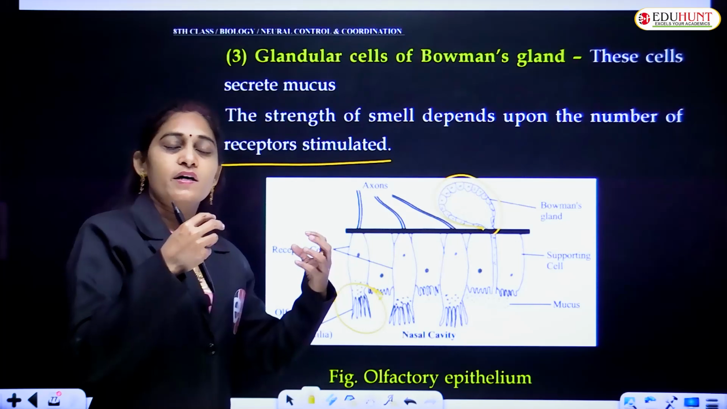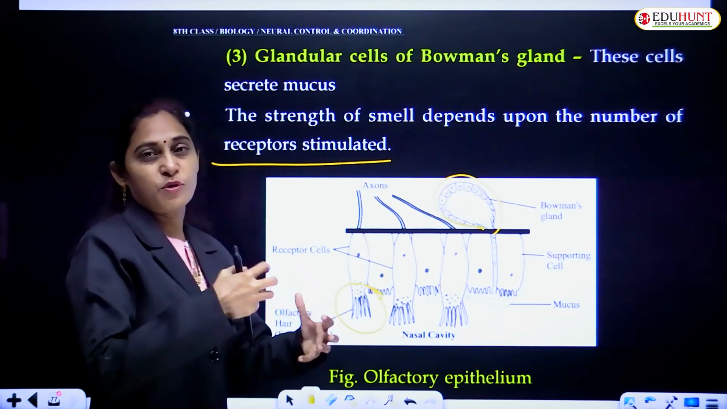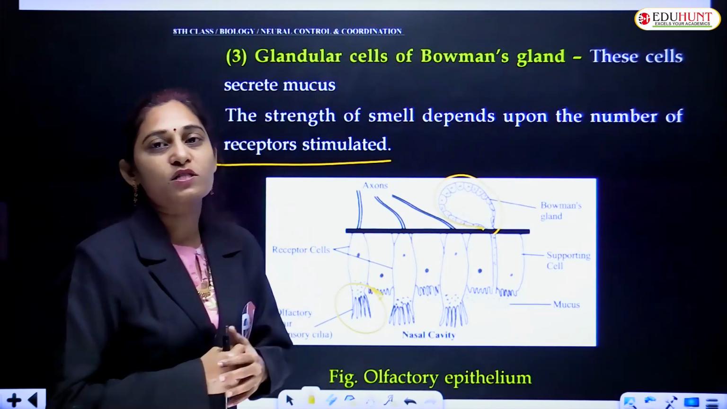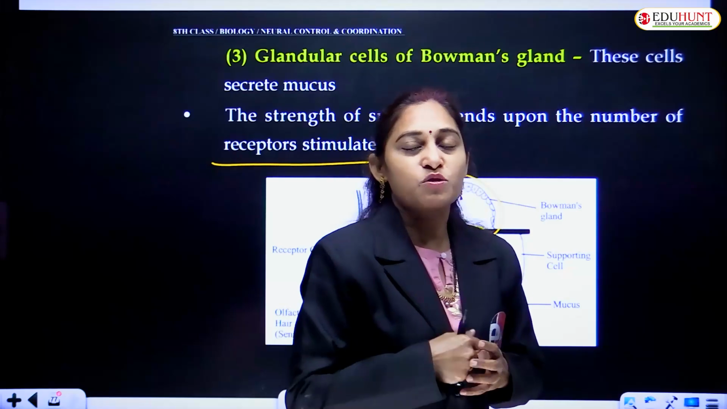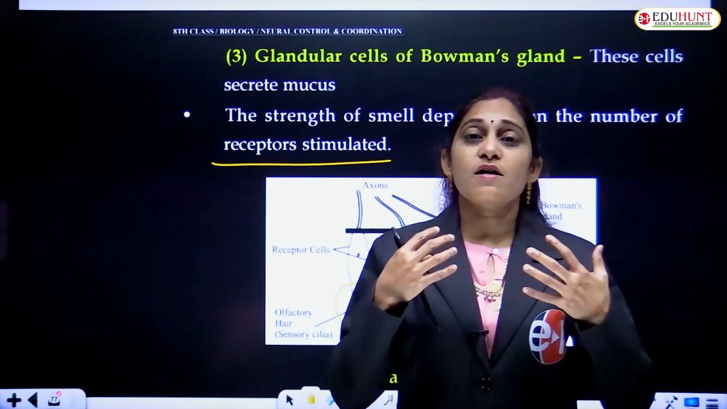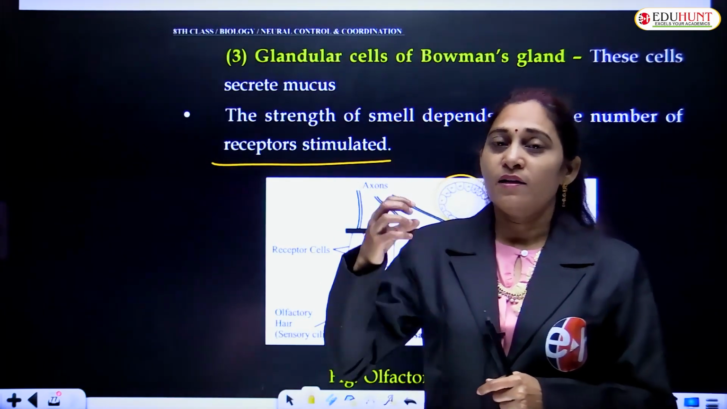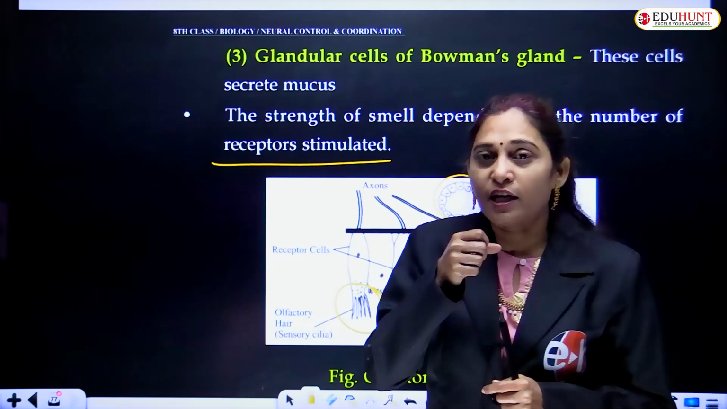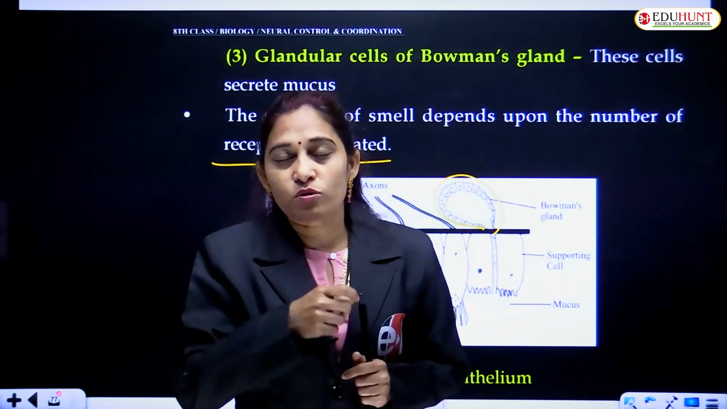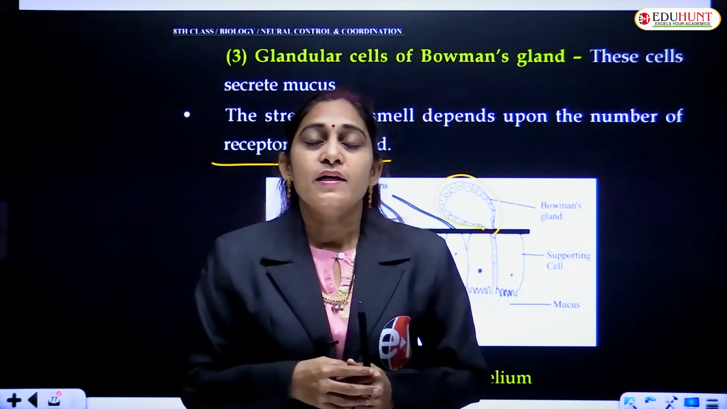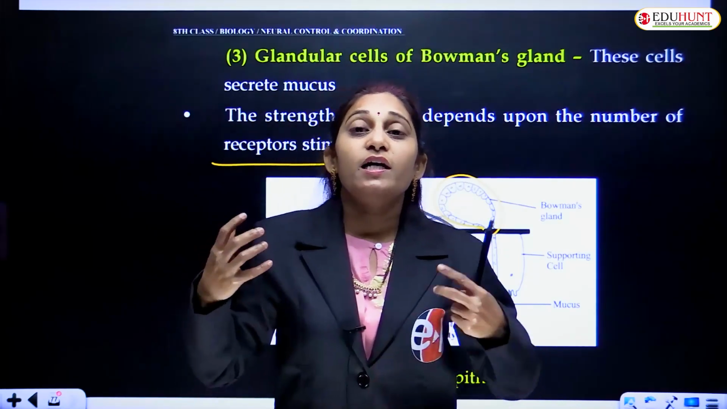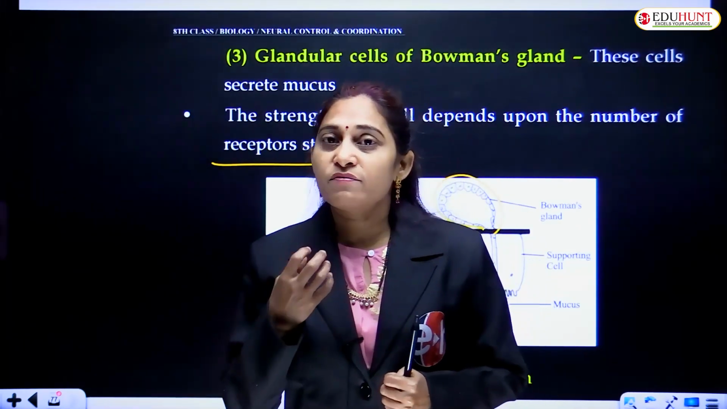And the strength of the smell depends on the number of receptors that get stimulated. How many cells get stimulation decides the strength of the smell. If we sense some smell, sometimes we feel it as a strong smell. If we keep our perfume bottle very close to the nose, we feel that it is very strong. If we keep it away and just spray in one corner of the room, we enjoy the smell. It gives a pleasant smell.